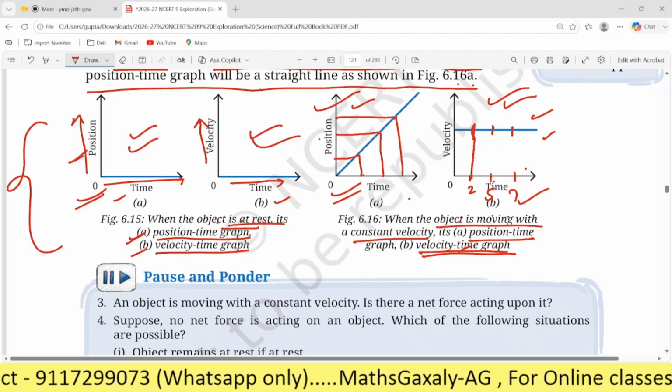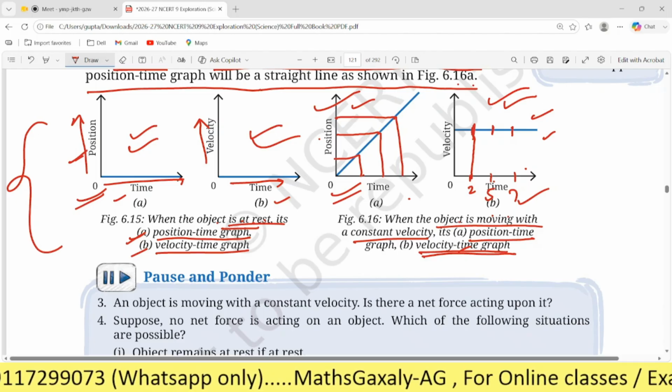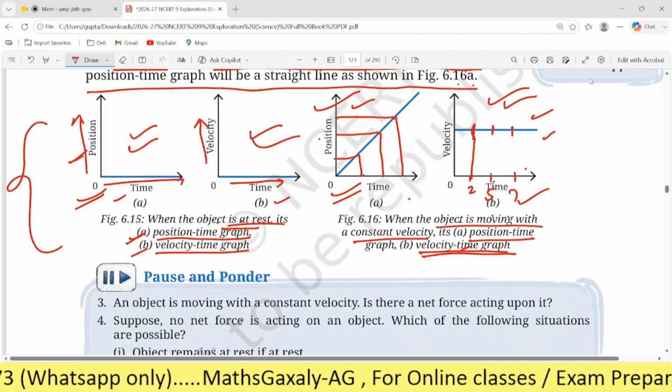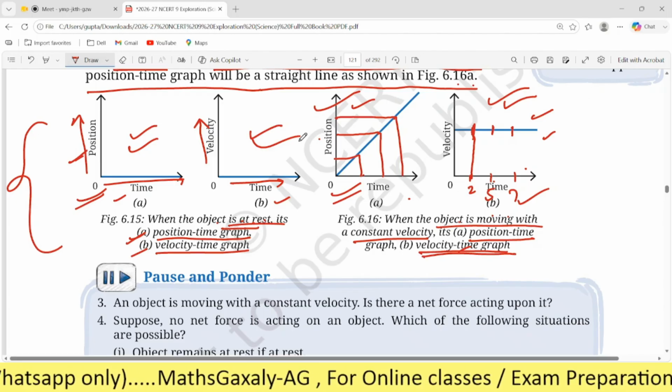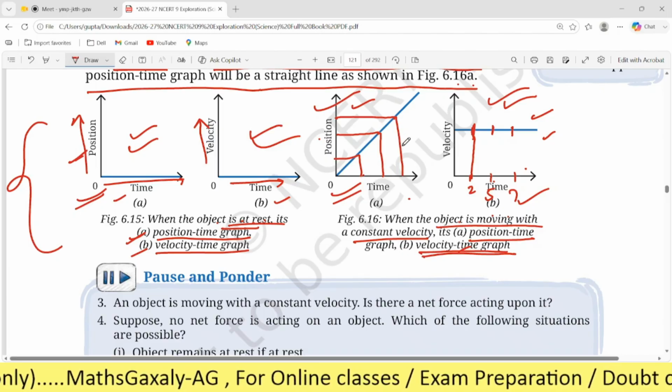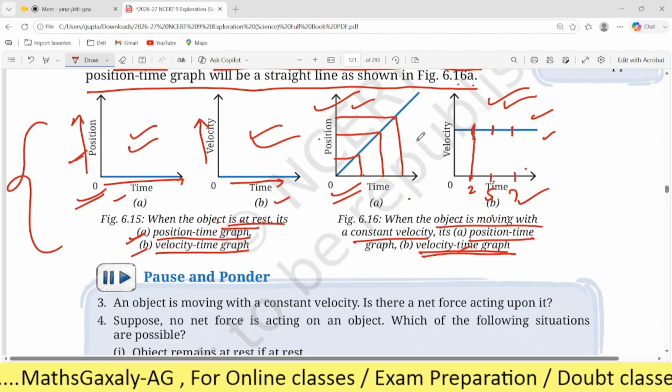So you have to make a total of four topics, headings or points, and under that you have to draw these graphs. Is it clear now or any doubt? Please confirm me, Ashwin.